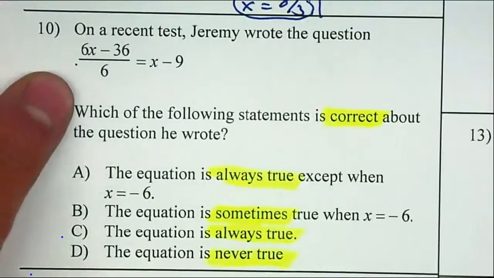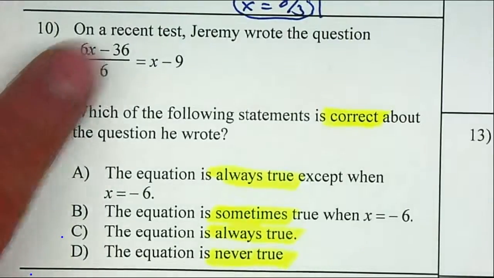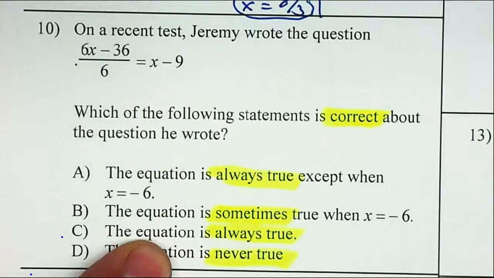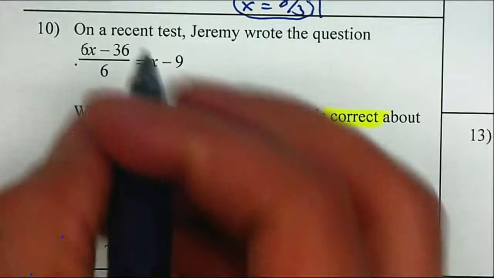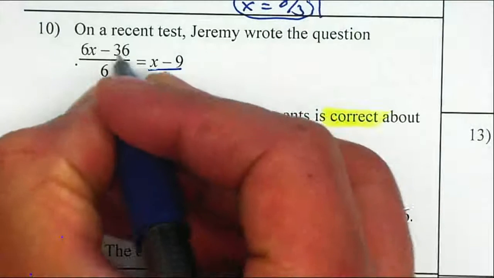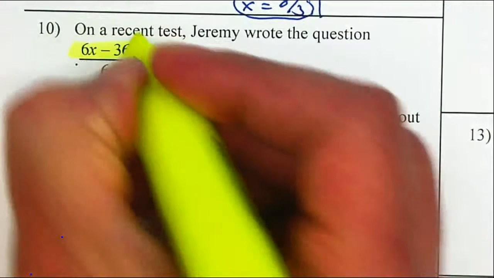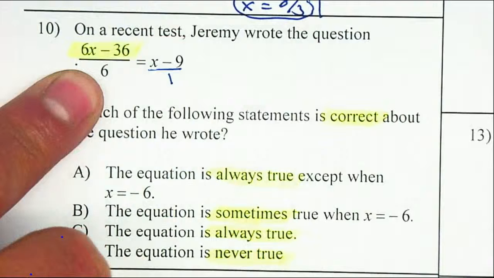So we need to be able to solve it to determine which of those is the correct answer. Now there are two ways of solving it. If you want, you can place it over 1 and then just cross multiply, then solve for x. But I noticed that on the numerator, I can take a common factor, which will be a 6, and that should cancel with the denominator.